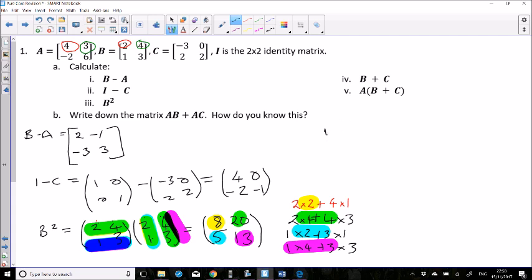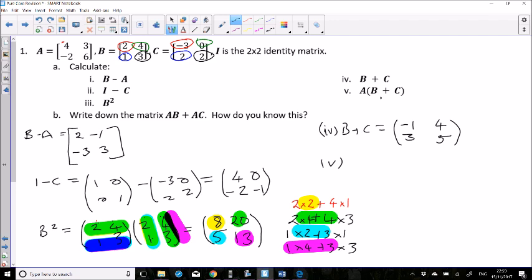Right, moving on over here. 4, it wants us to do b plus c. Right, so this is just like 1 and 2. We're just going to add corresponding elements. So we're doing b and c, so we're doing that one with that one, the 4 with the 0, the 1 with the 2, and then the 3 with the 2. So 2 plus negative 3, 4 plus 0, 1 plus 2, 3 plus 2. There we go.